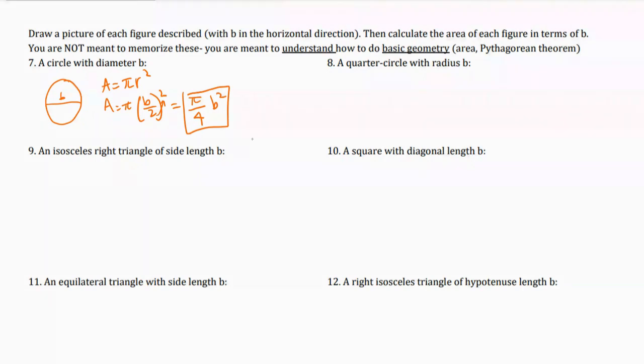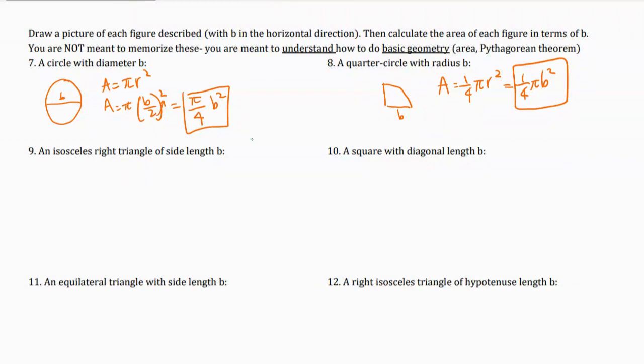So for this one, we have a quarter circle. Oh, that's not a quarter circle. I know what a quarter circle is. There we go. Quarter circle with a radius of B. Okay, so the quarter of a circle is 1/4 pi r squared. In this case, the radius is just B. So it's 1/4 pi times B squared. Or pi over 4 B squared. In this case, the answer is the same as 7, but that's just a coincidence. It's not always the same.